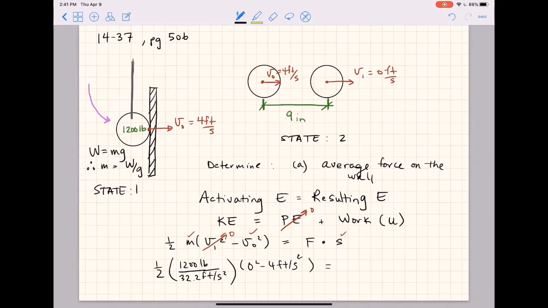Equal to force times, okay, we're given 9 inches, so we would want to convert that 9 inches to feet. So we want 9 inches on the top, and to convert that to feet we just divide it by 12 inches, right? So 9 inches divided by 12 gives us our feet. So feet, okay? So now we rearrange and solve for F.